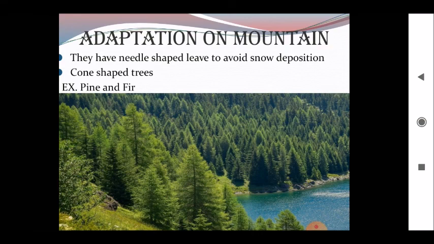Next, adaptation on mountains, or plants growing in hilly areas. Near the mountains there is more moisture in the air and hence more rainfall. The trees found here have a well developed root system, a straight stem or trunk, long pointed needle-like leaves that can bear strong winds and snowfall, and the trees retain their leaves throughout the year and have conical shaped fruits.